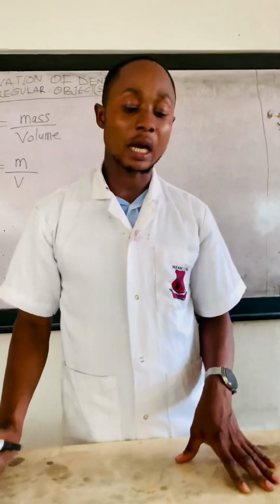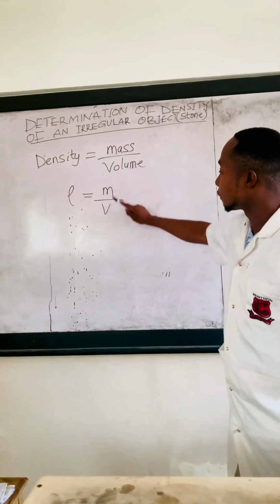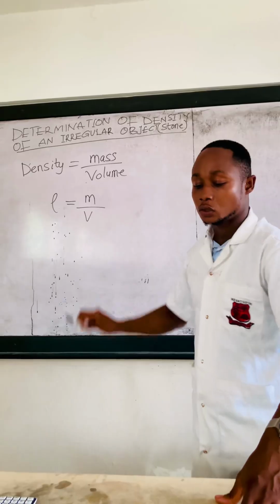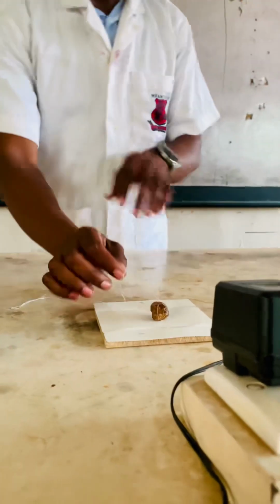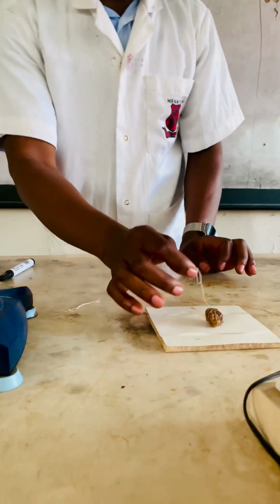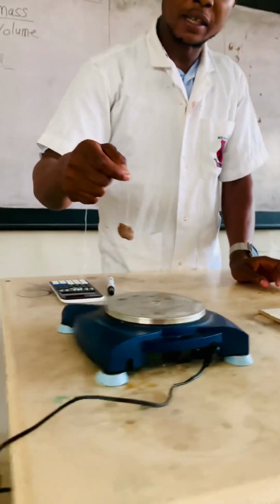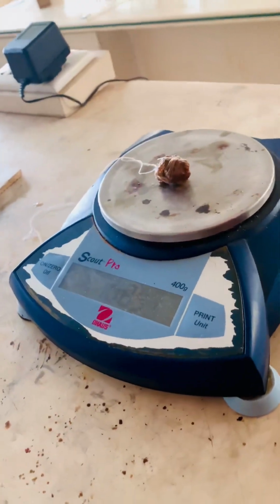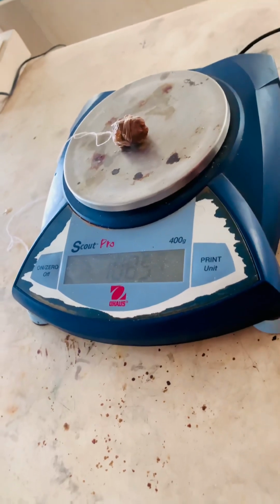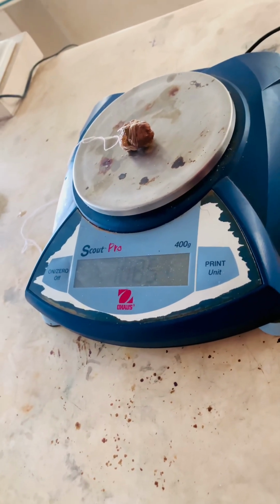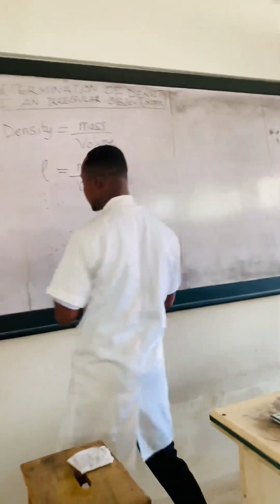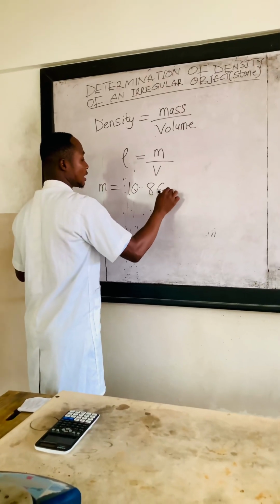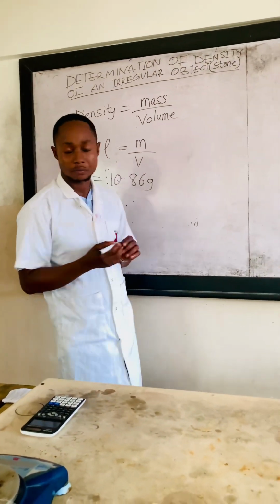Very good. So now, per the formula, mass over volume, we need to find the mass of the stone and then the volume of the stone. So quickly, I'm going to place the stone on the electronic balance to find its mass. Gently, I place it on it. Let's look at the reading over here. Our mass is 10.86 grams. That is the mass of the stone.